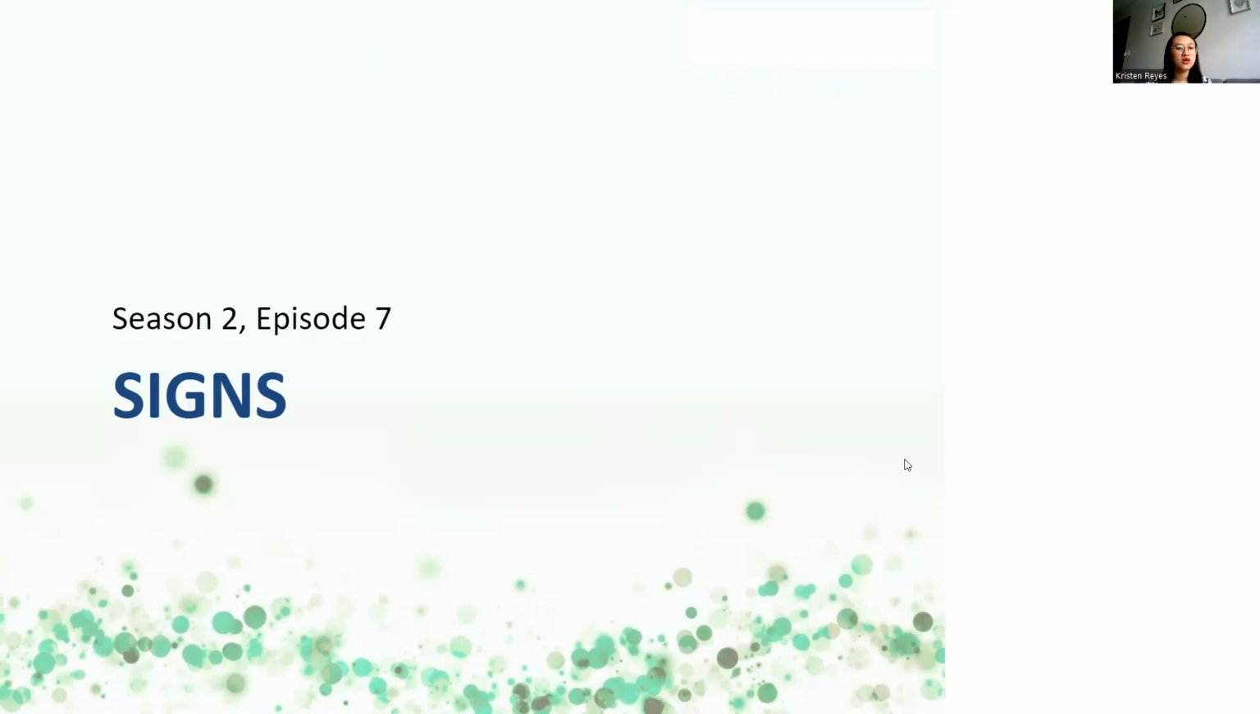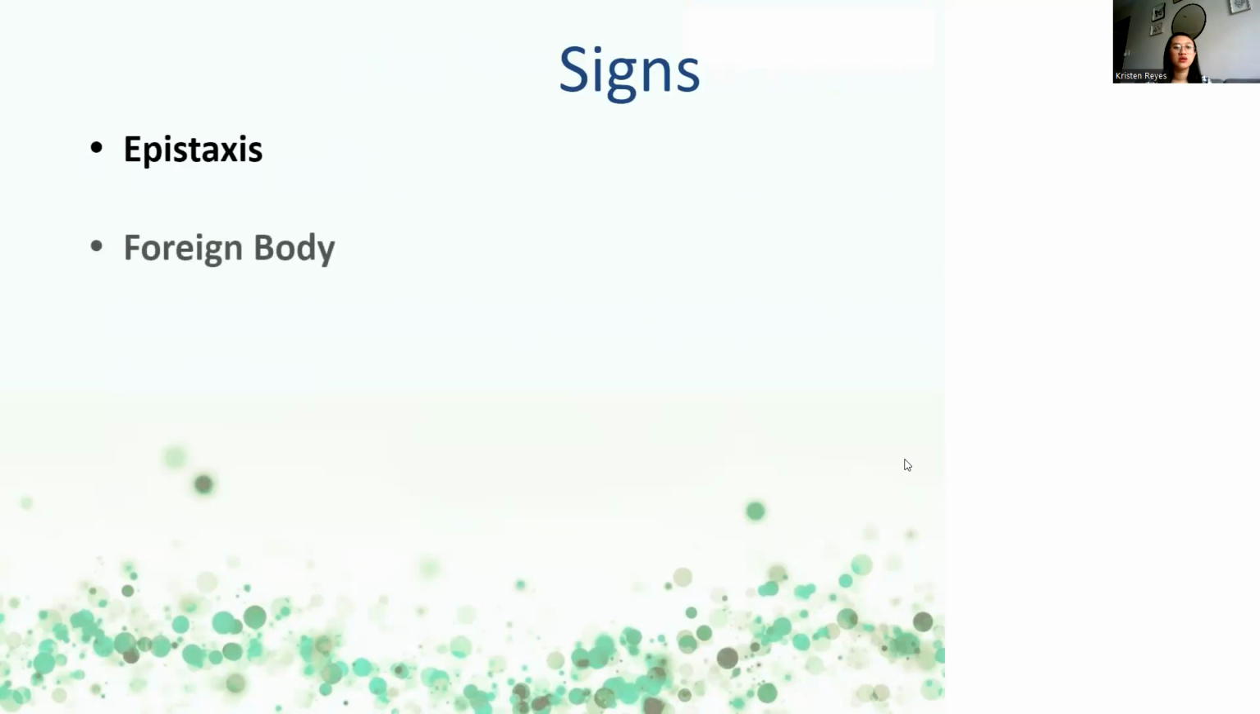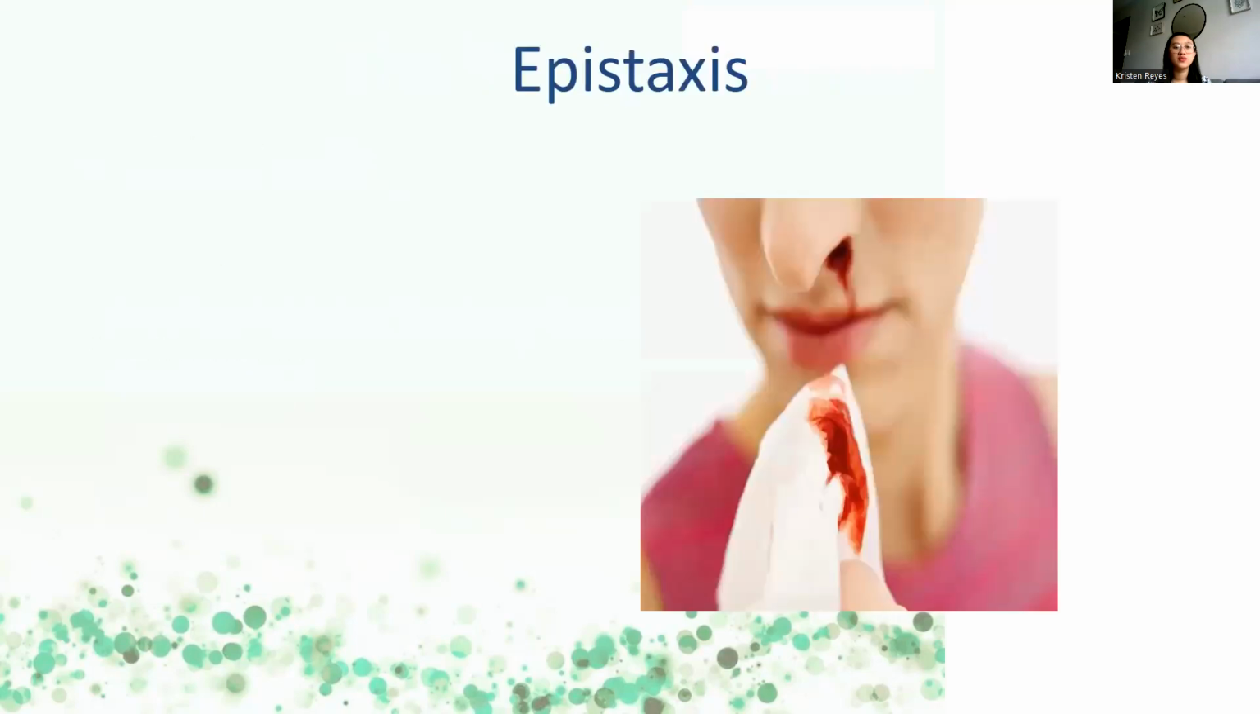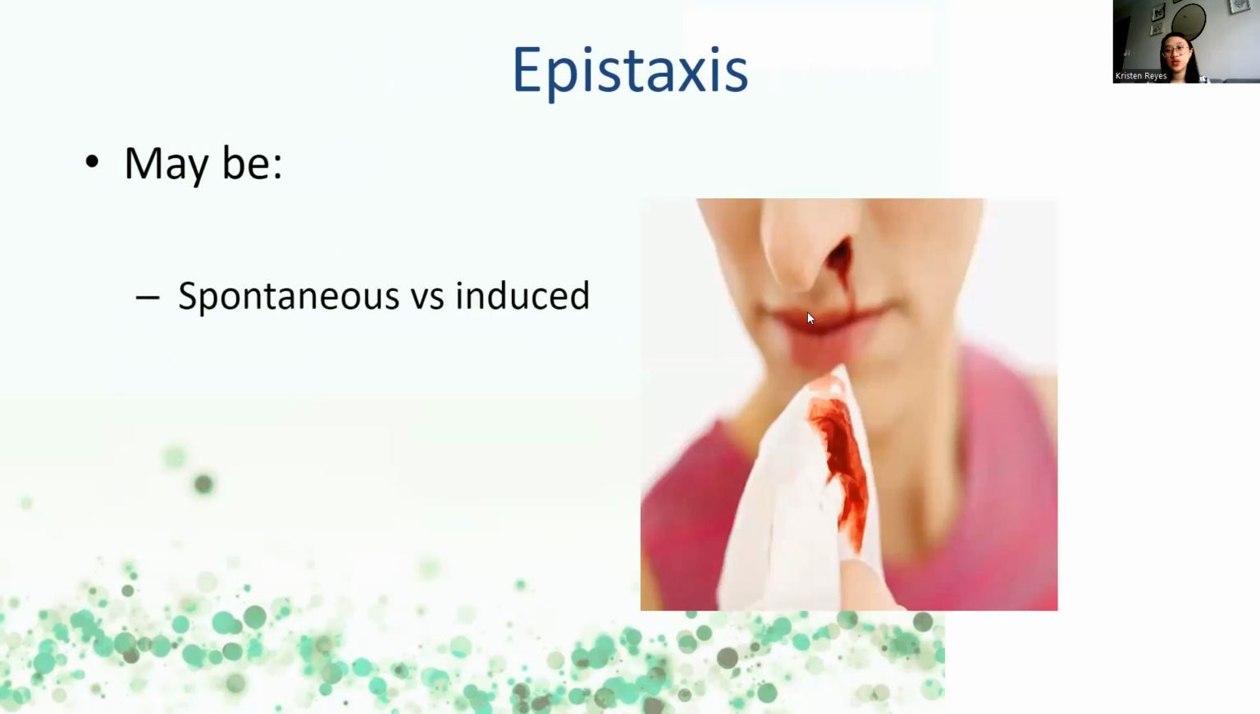Okay, so let's go with signs for assessment of the nose. Epistaxis, this is nose bleeding. Okay, this may be spontaneous or induced. So spontaneous can happen anytime, bigla-bigla. Induced if you manipulate your nose, no? Of course, the epithelium that lines the nose is very thin, and the vessels, or the capillaries, lining the nose can be easily traumatized. Okay?